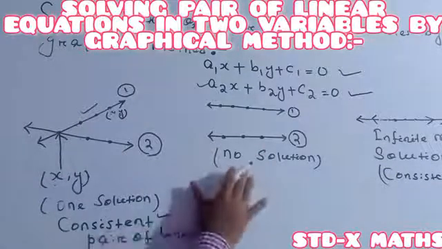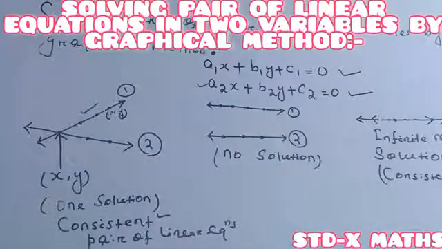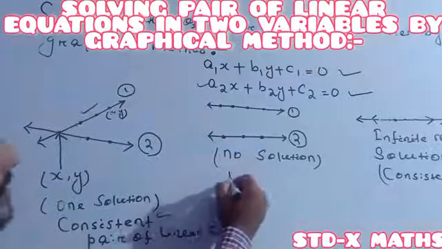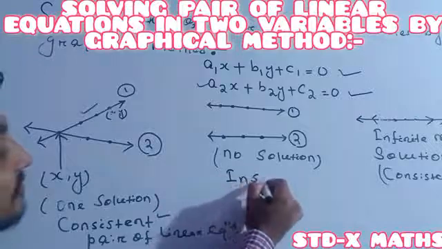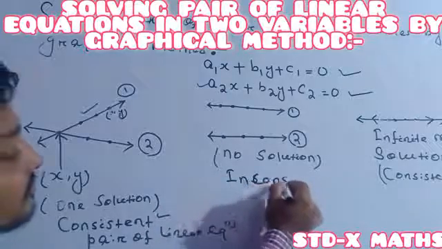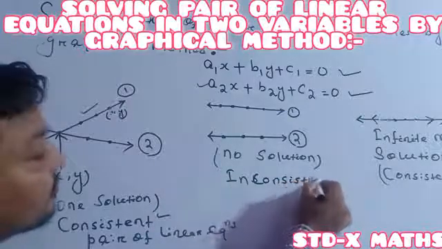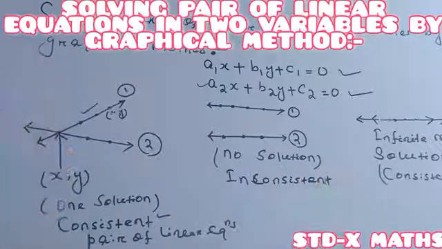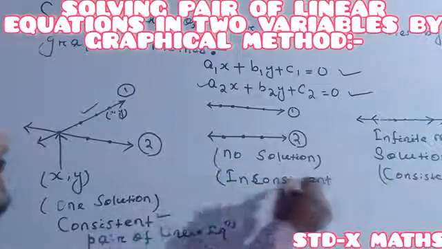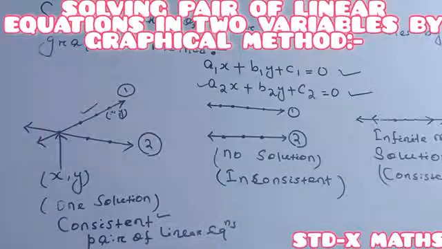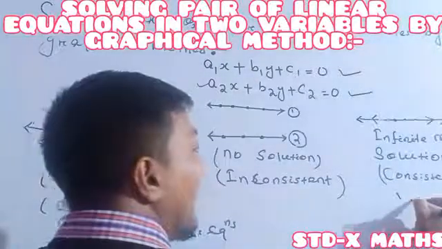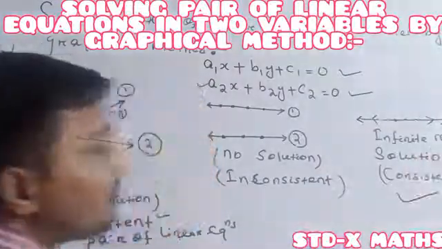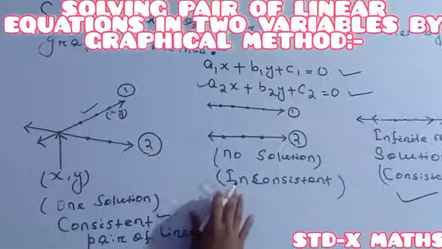As here we are obtaining no intersecting point, we call this the inconsistent pair of linear equations. So in both the cases, here it is consistent having a single common point, here it is consistent having infinitely many solutions, and here it is no solution, meaning inconsistent.